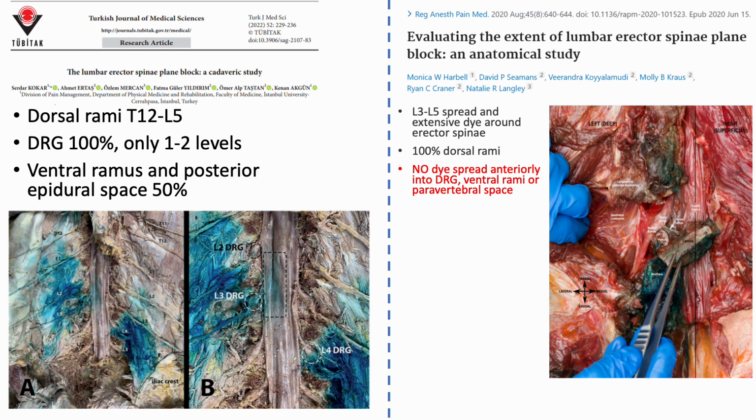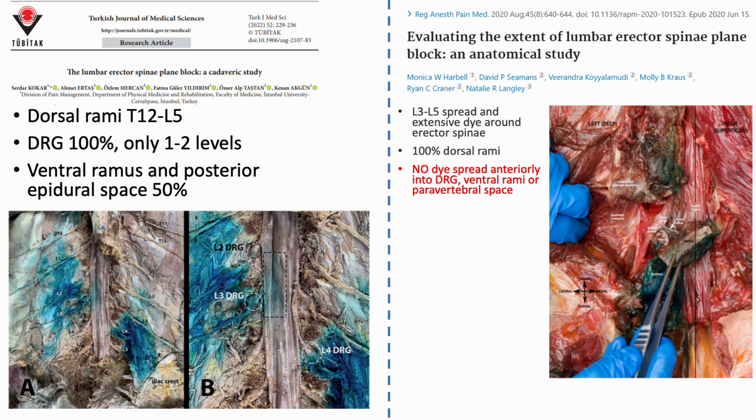Cadaveric studies of the spread of dye in the lumbar erector spinae plane block performed at the level of L4 show conflicting results. In the study by Kodkar et al., there was spread to dorsal rami between T12 to L5. Dorsal root ganglion was 100% involved, but only in 1 or 2 levels. There was spread to the ventral ramus and posterior epidural space in 50% of the cadavers.